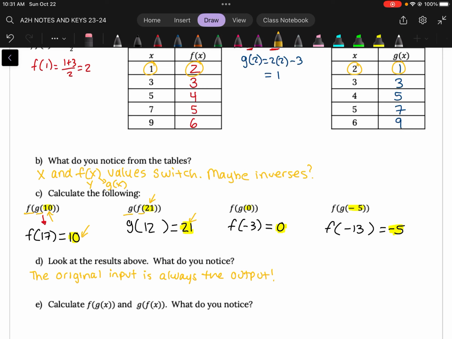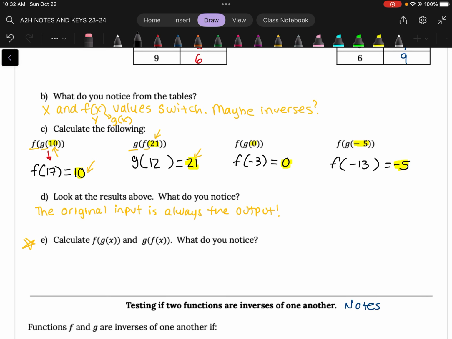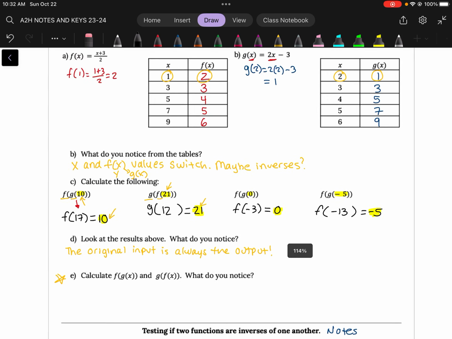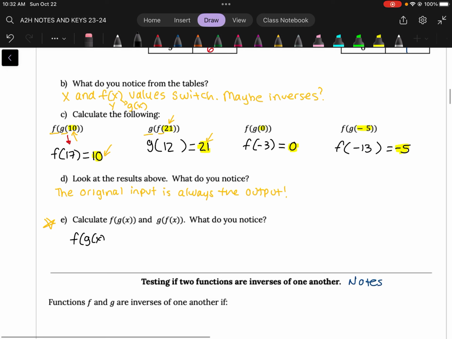Okay? So what we've done so far is just explore these. We haven't really concluded. We have a strong feeling that they are inverses, but we're about to do the most powerful thing that we can do to actually prove that these are inverses. Let's take f of g of x and g of f of x. So we know from our rules, f of x is x plus 3 over 2, g of x is 2x minus 3. So let's do f of g of x first.